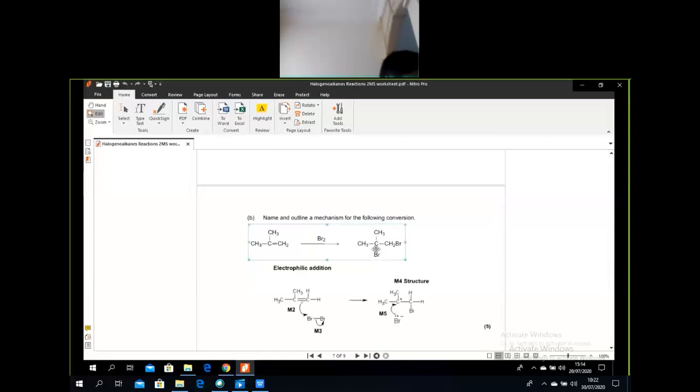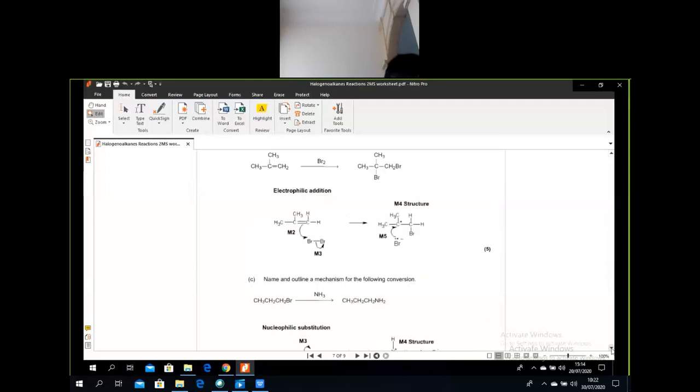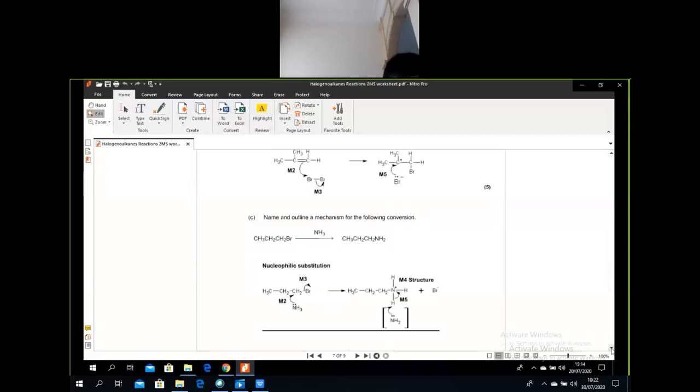1,2-dibromo, then 2-methylpropane. The mechanism, as I told you, involves a high charge density. Of course, you still remember the reactions of alkenes, the electrophilic addition of alkenes.